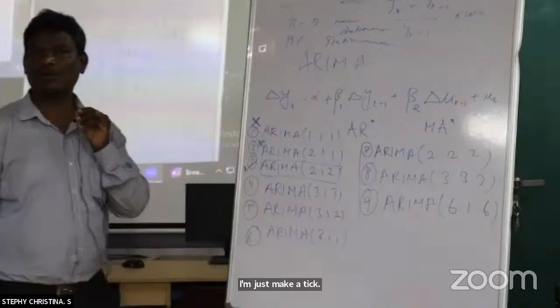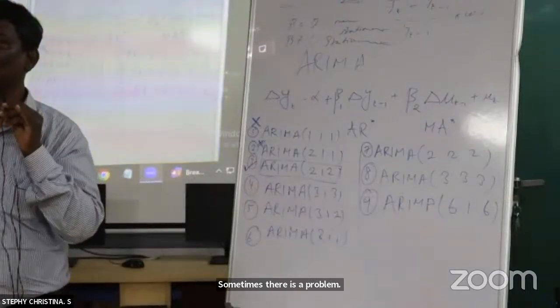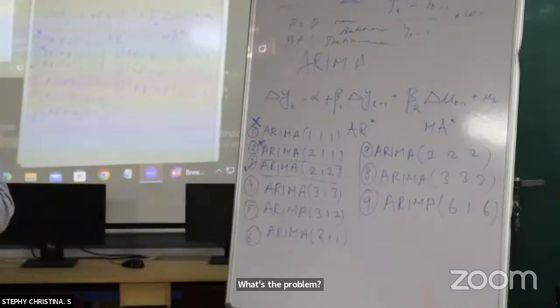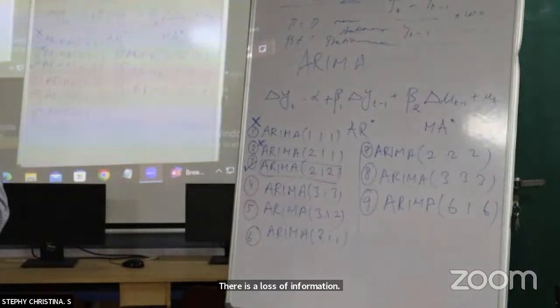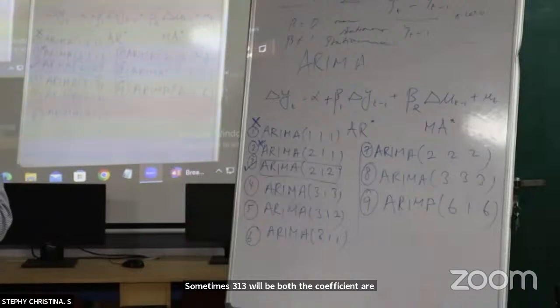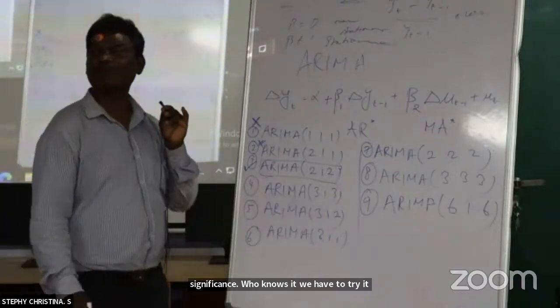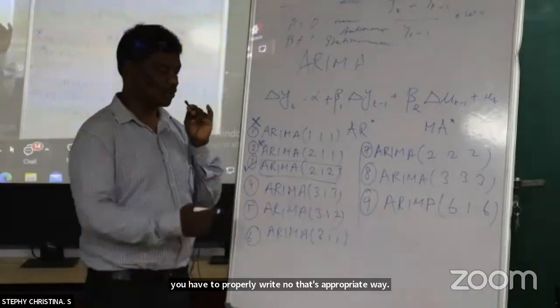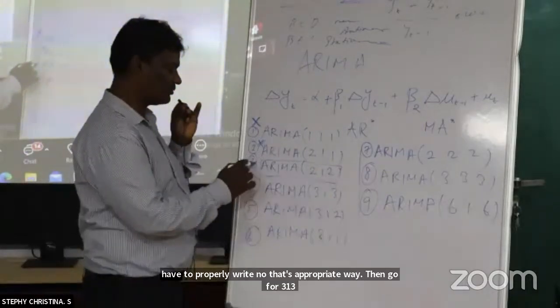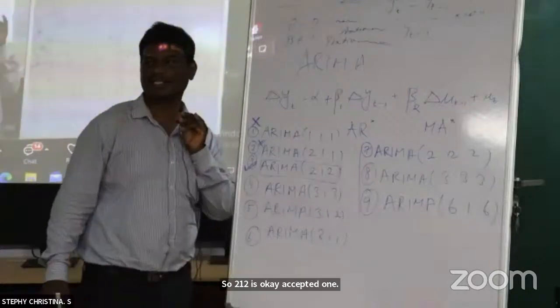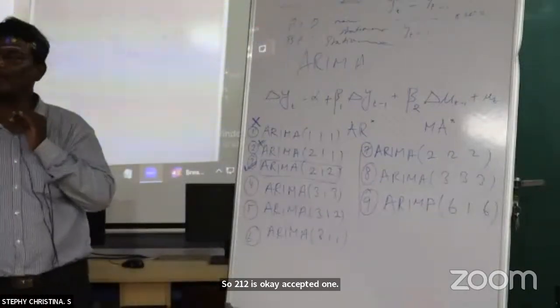Sometimes there is a problem. What's the problem? There is a loss of information. Sometimes in 313 both the coefficients will be significant. Who knows? We have to try it properly. That's the appropriate way. Then go for 313. So 212 is okay. Accepted model, accepted ARIMA model. Go for 313.